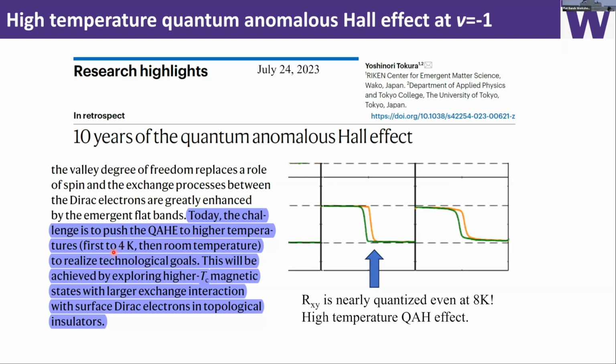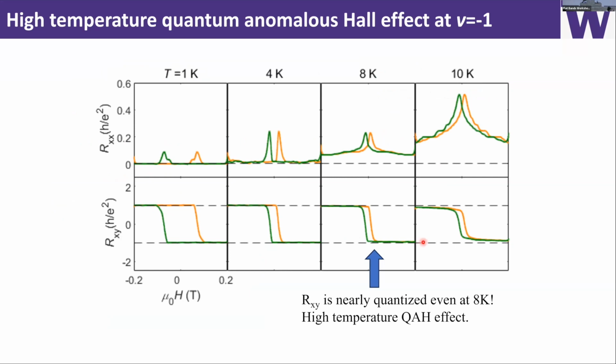First to 4 Kelvin, then to room temperature, right? To realize technology goals. So I was happy to say that at least we push the quantum anomalous Hall effect above this challenge. At least we can realize it above 4 Kelvins. But I'm not sure how we can get to room temperature at this point.